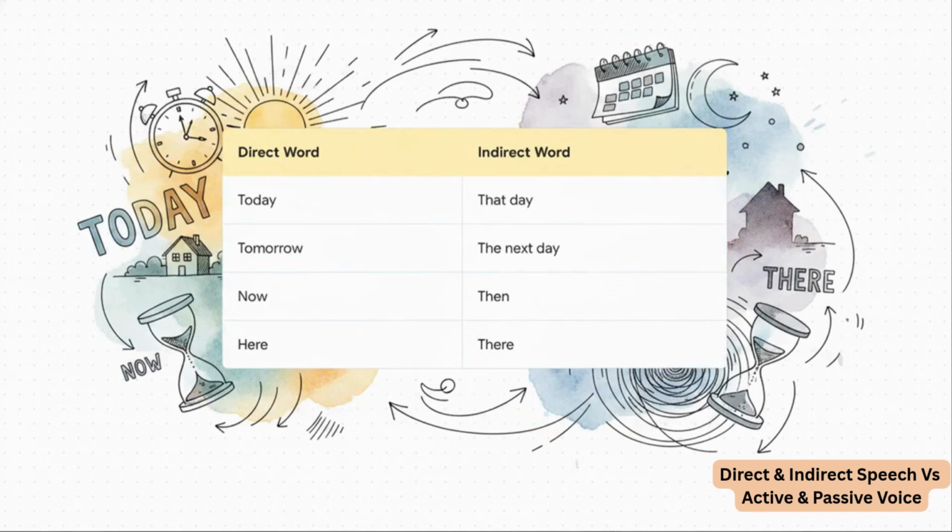And because time and location literally shift when you report a conversation later, the vocabulary has to keep up, right? Words like today naturally become that day. Tomorrow becomes the next day. If someone says they're doing something now, well, when you report it later, it was happening then. And here becomes there. You're simply aligning your words to fit the new reality of when you're speaking.